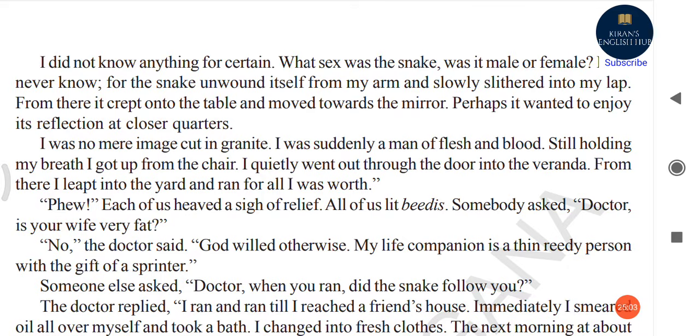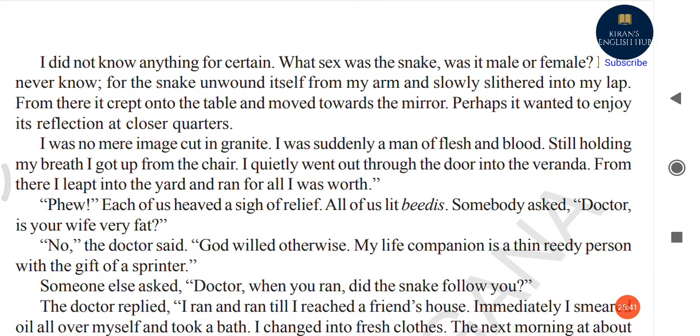So as soon as he got up, he silently, without making any noise, came out of the house and started running. Phew, each of us heaved a sigh of relief. Usually we say this when we hear of some danger averted. For example, if anyone is going through surgery and finally we get the news that the surgery was very successful, we say, oh my god, that is just like phew. So everybody was in such relief there. All of us lit beedis.